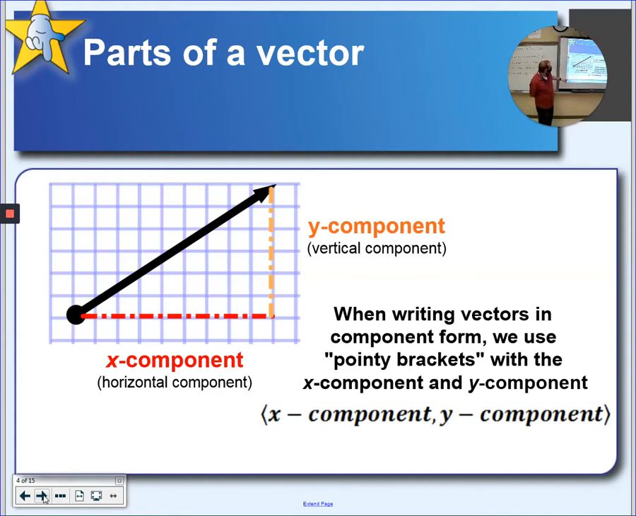Start with your x and count over how many spaces it goes. So there's 1, 2, 3, 4, 5, 6, 7, 8, 9. So it would be positive 9 because it's going to the right. And your y component would be 1, 2, 3, 4, 5, 6, so positive 6 because it's going up. So it'd be 9, 6, in pointy brackets. That's exactly right. The x is positive 9, the y is positive 6, so you note it like that.